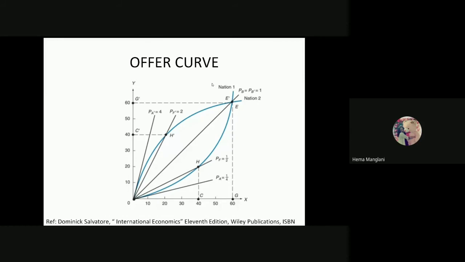There could be retaliation by this country. Now you can see this nation's offer curve in blue. This may retaliate inward also, and this may retaliate outward also. Similarly, in reaction, this country may retaliate inward also, and this country may also retaliate outward. Can anybody tell me this? If nation one would retaliate inward, then what will happen, or what will be the effect on international trade? Is there any idea about it?